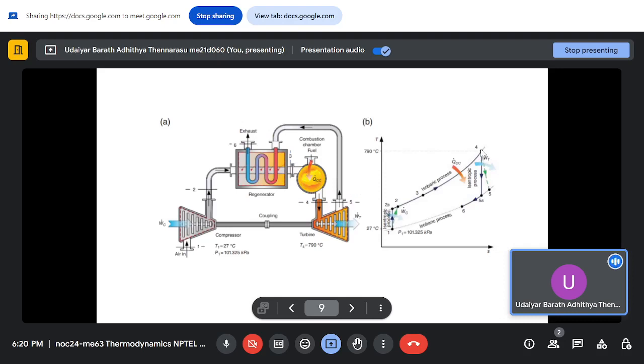So that is the hottest temperature you will get in the cycle, and from there you will expand in the turbine, and it will go out at 5. Ideally it should be at 5s, but your entropy will be increasing because it's not an isentropic process. So it will go to state 5. From 5 you are using that fluid because this is at a higher temperature. If you dump it out, it's of no use.